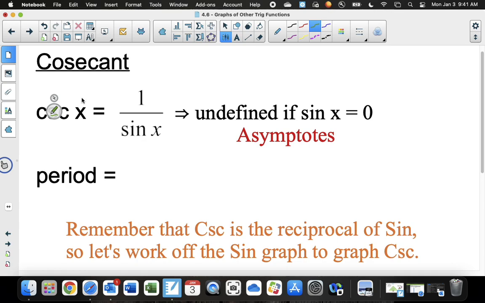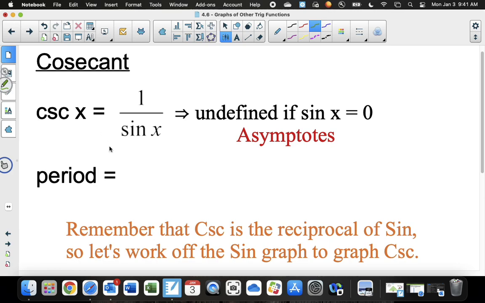So if you take a look at cosecant, remember, we're going to do a little bit of sine and a little bit of what we were just talking about. Cosecant is the reciprocal of sine, which means sine cannot equal 0. We're going to have vertical asymptotes wherever the sine is equal to 0. And we're going to work off of the graph of sine to get that. Okay, so we'll put those two together: the idea that we're going to have asymptotes with sine and the idea that we have the graph of sine.